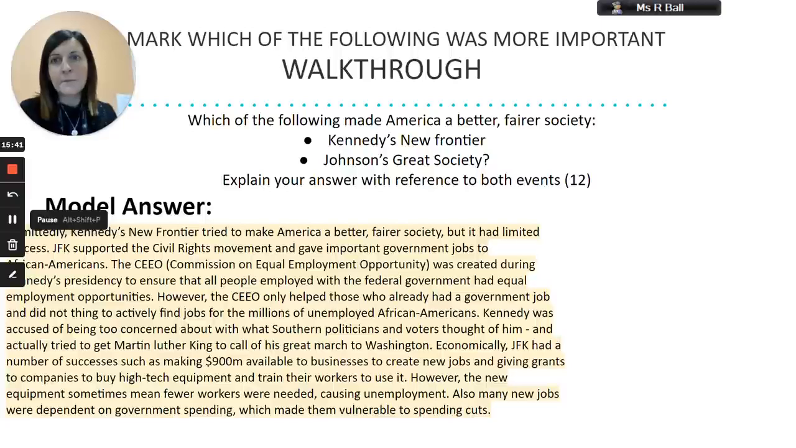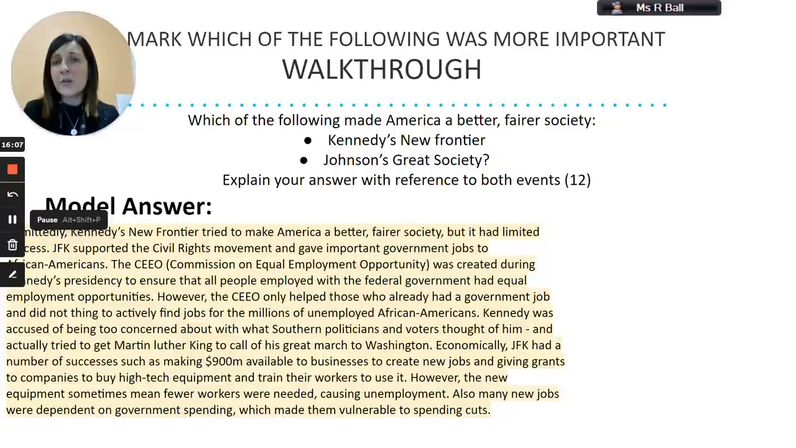So why was that? Well, Kennedy supported the civil rights movement. He gave important government jobs to African Americans. He set up the CEEO, which ensured that all people employed with the federal government had equal employment opportunities. But we know that the CEEO only helped those who already had a government job and didn't actively try and help any of those African Americans who were unemployed.